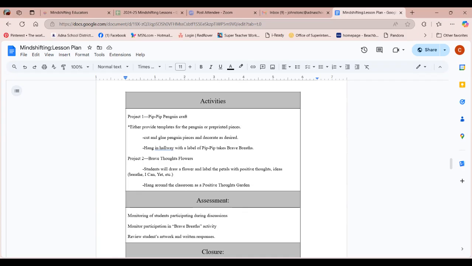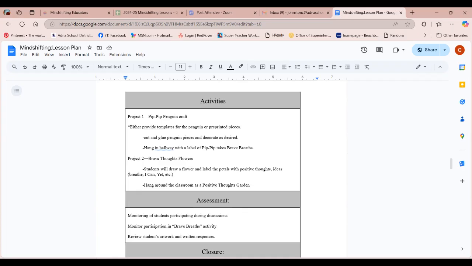Yeah. The other activity that I haven't done yet, but I want to do, is drawing a flower and labeling the petals with positive thoughts. Even if that meant the kids drew pictures at kindergarten, that's fine. But I haven't done that yet. But that's on my list of things to do.